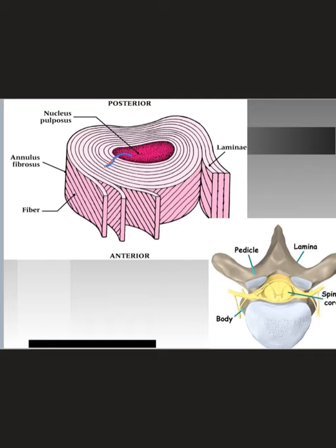Could certainly lead to fracture of the vertebral body if the bone is now bearing that force. So we can see how important both the annulus fibrosus and the nucleus pulposus are to spinal vertebral anatomy.